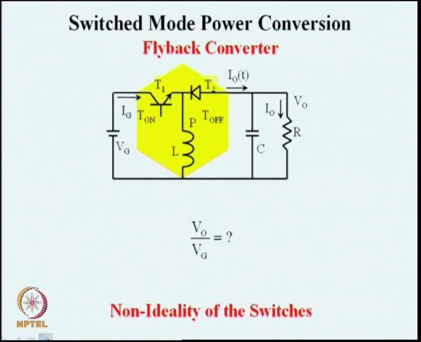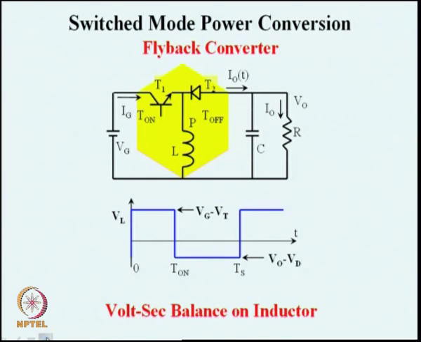The non-ideality in the converter on account of the switches having non-zero drops can be found by finding the voltage drop in the switch when it is on and the voltage drop in the diode when the diode is conducting. If we apply these non-idealities, we will come across a different ratio of V naught by Vg, but we apply again the same principle, which is the volt second balance. We keep account of the voltage drop.